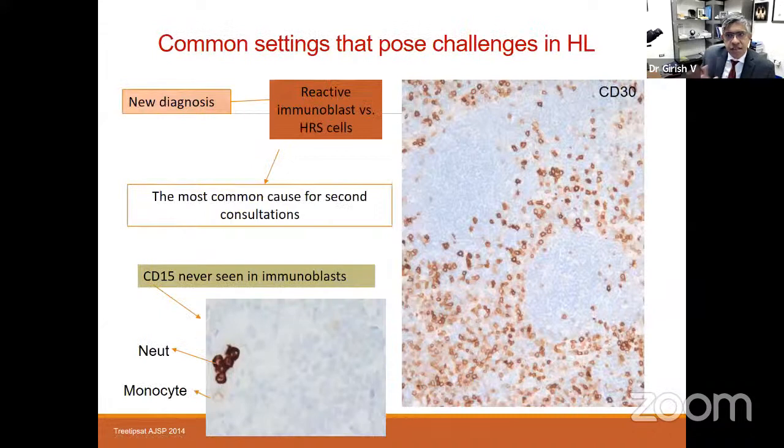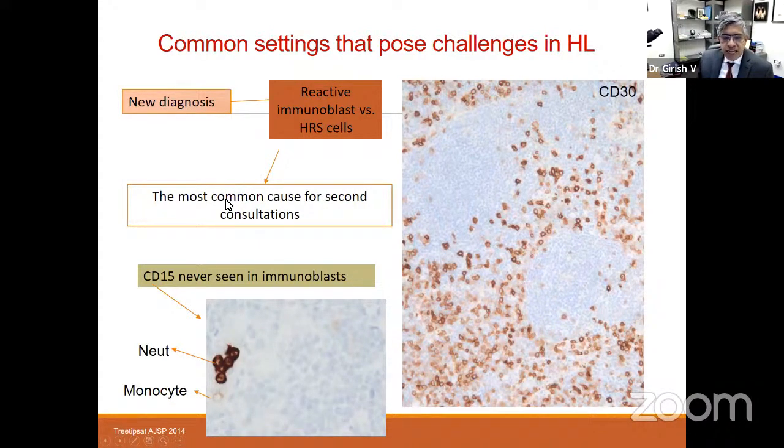Now with that, let's switch gears and go to common settings that pose challenges in Hodgkin lymphoma. So time and again, a consult will come asking for second opinion, where you have cells like these in the lymph node, numerous cells. These are reactive immunoblasts versus Hodgkin cells. This is probably the most common cause for second consultation in Hodgkin lymphoma.